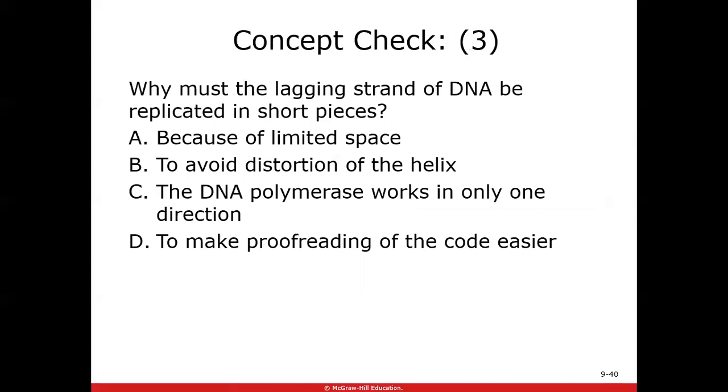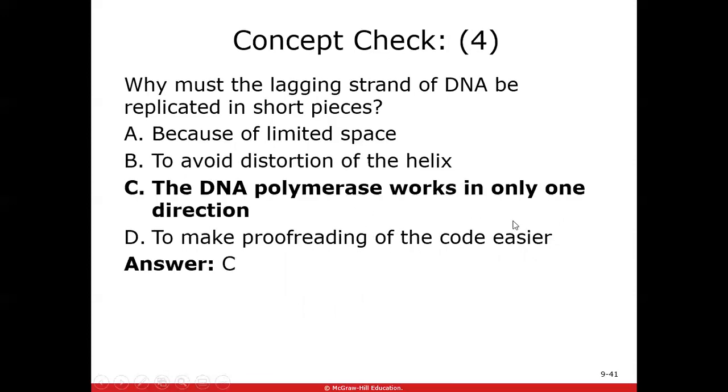So, concept check. Why must the lagging strand of DNA be replicated in short pieces? So look at each of these. Are these true or false? Is it because of limited space? No. Is it to avoid distortion of the helix? No. Is it because the DNA polymerase works in only one direction? And to make proofreading of the code easier? No. So the DNA polymerase works in only one direction.